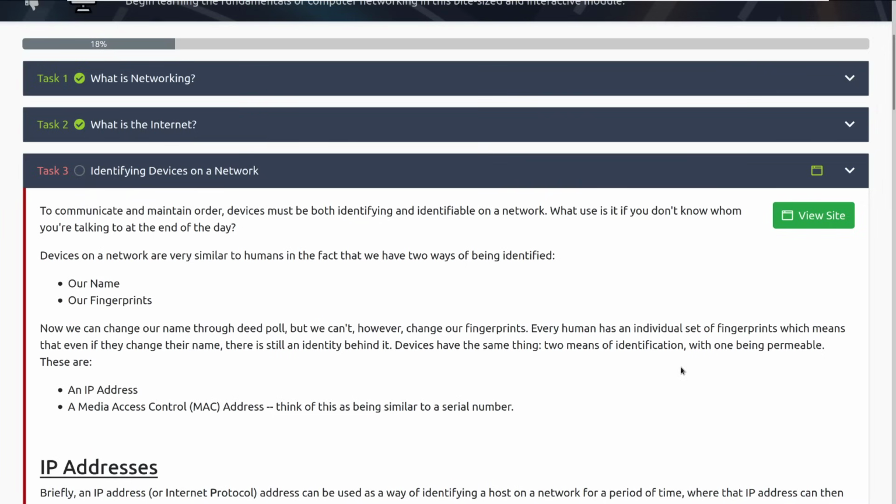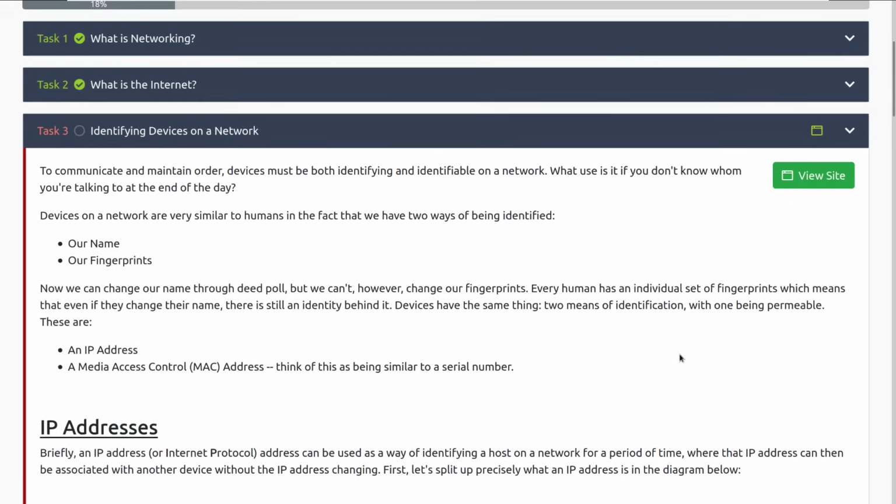Devices on a network are very similar to humans in the fact that we have two ways of being identified, via our name and our fingerprints, among a couple other things, but those are good generalizations. Now we can change our name through deed poll, but we can't change our fingerprints. That's the general gist of this. Every human has an individual set of fingerprints, which means that even if they change their name, there is still an identity behind it.